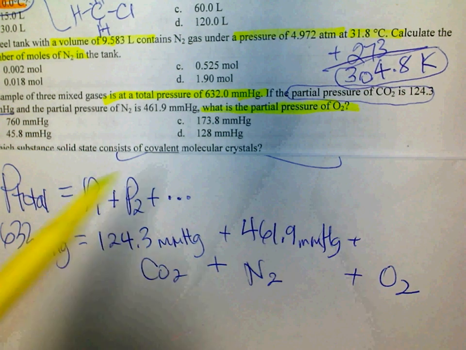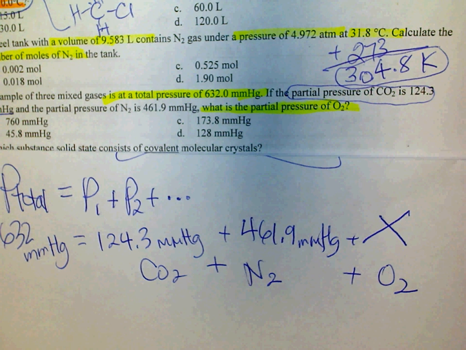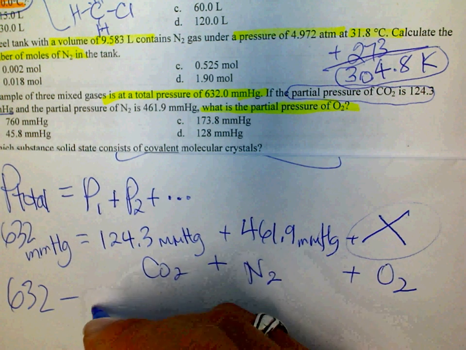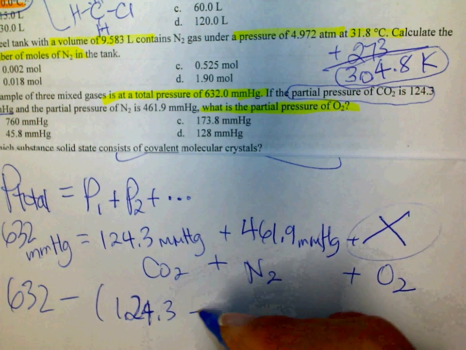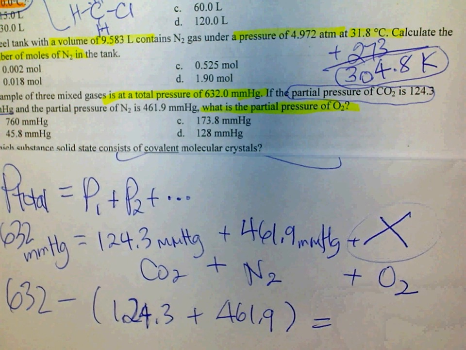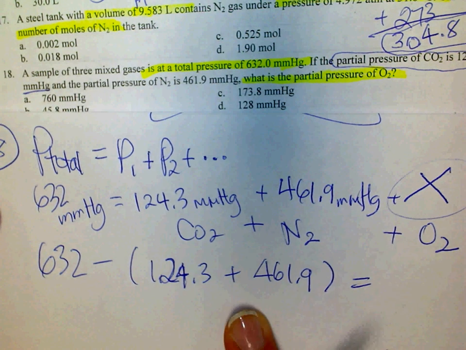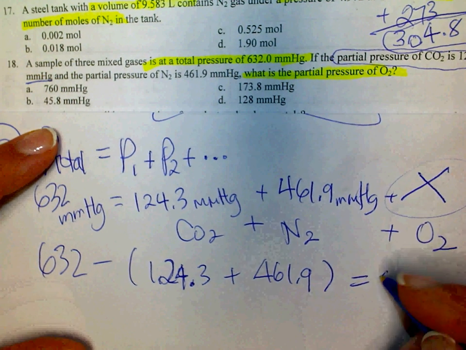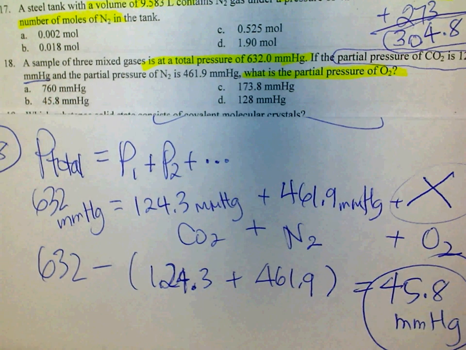We don't know, do we? So that's the unknown variable. I'm going to call it x, and I want to solve for x. Everything here is added together. So I'm going to subtract 124.3. I'm going to subtract the sum of these numbers right here. Okay? So 632 minus this is equal to number 18. The correct answer must be B. Yes. And something like that, right?